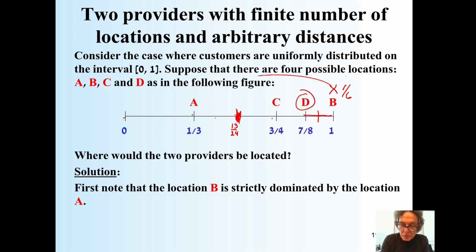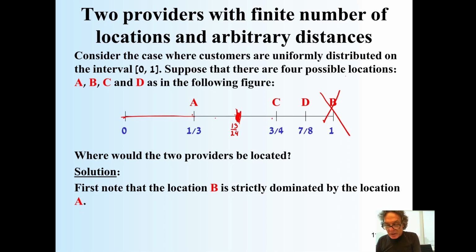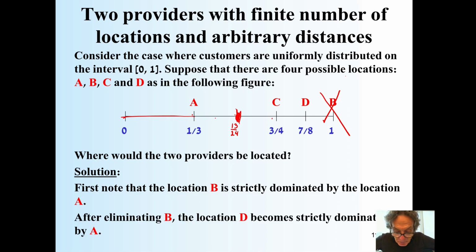If I move to A, I'm getting, first of all, the 1/3 plus. So for sure I have to move to A. What did I prove to you? B is bad, no matter where the other one is located. So I eliminate B. First, note that location B is strictly dominated by the location A. After eliminating B, the location D becomes strictly dominated by A. We have to check it, yes?